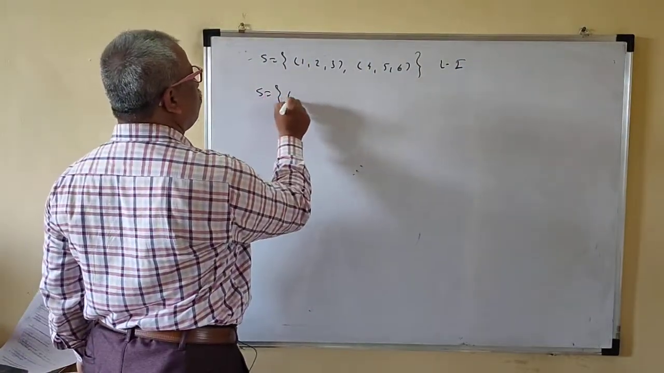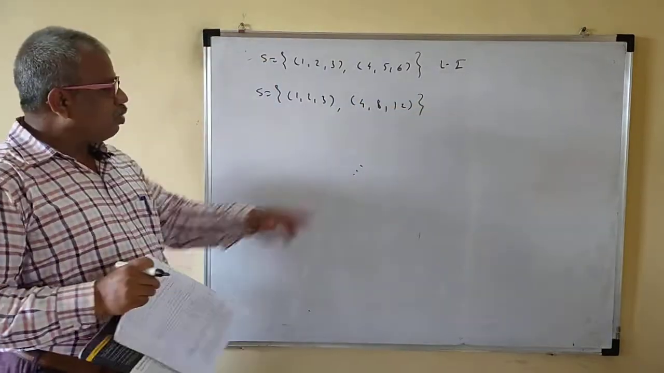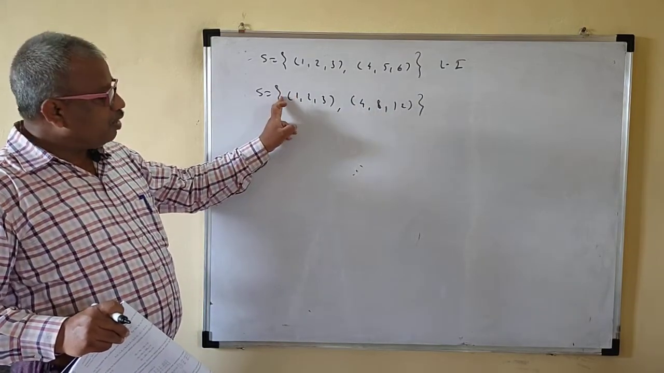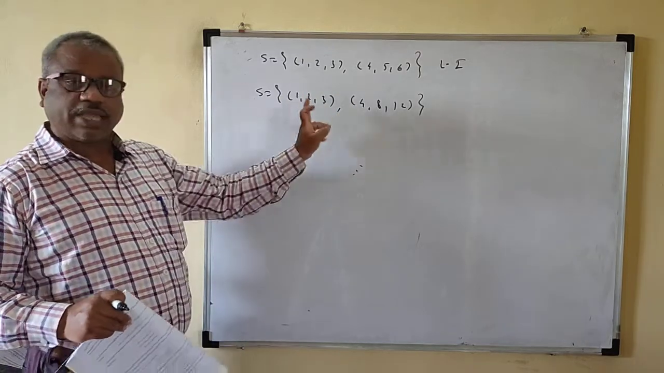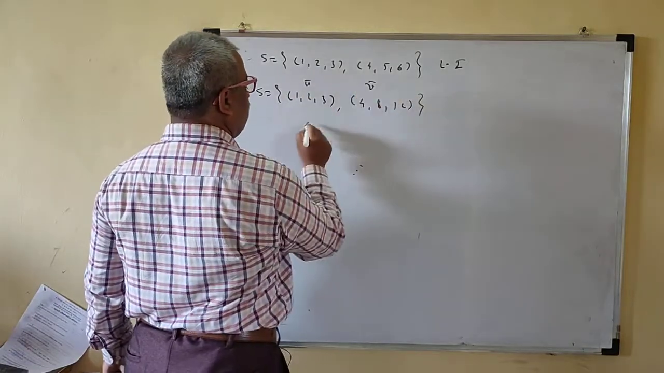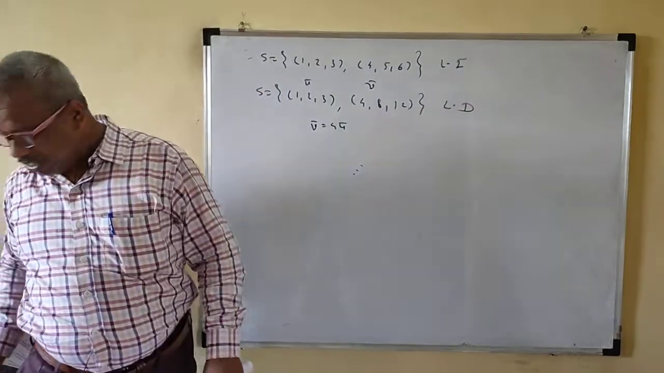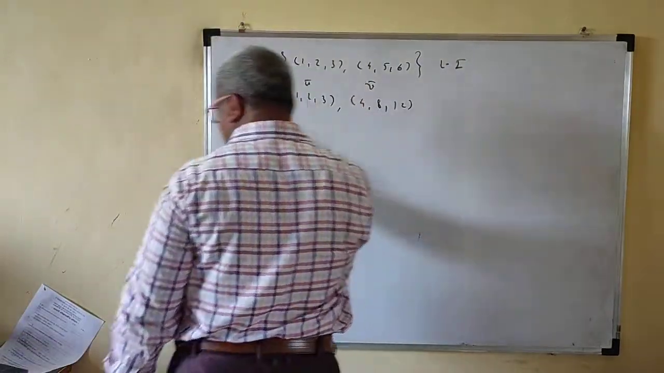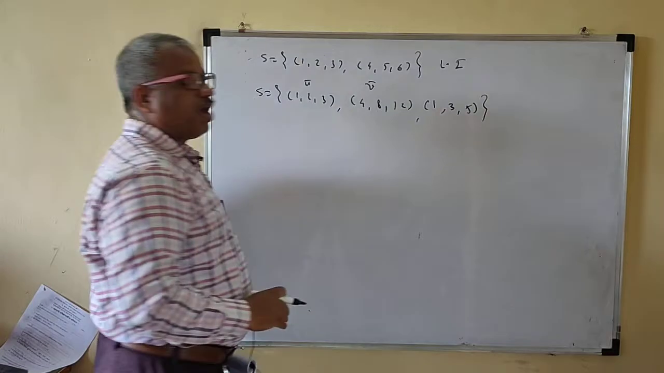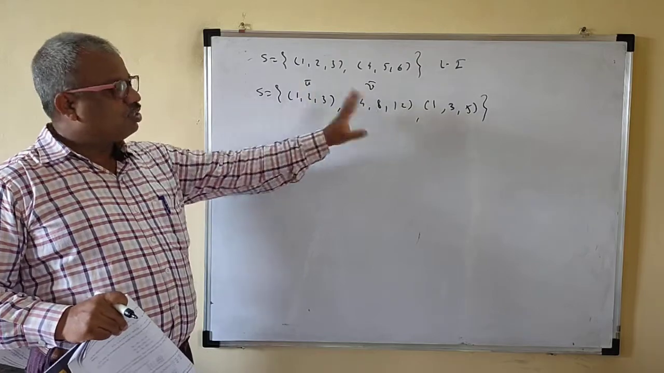Suppose S is equal to 1, 2, 3, then 4, 8, 12. Now what here? You want 4 here. If you multiply by 4 here, you get 4. If you multiply 4 to the second component, you get the second component, and 12 is also the third component. That means this is U bar and this is V bar, and V bar is equal to 4 U bar. The set is linearly dependent. Also, if I add one more vector here, 1, 3, 5, by observation, this vector is the scalar multiple of this vector.